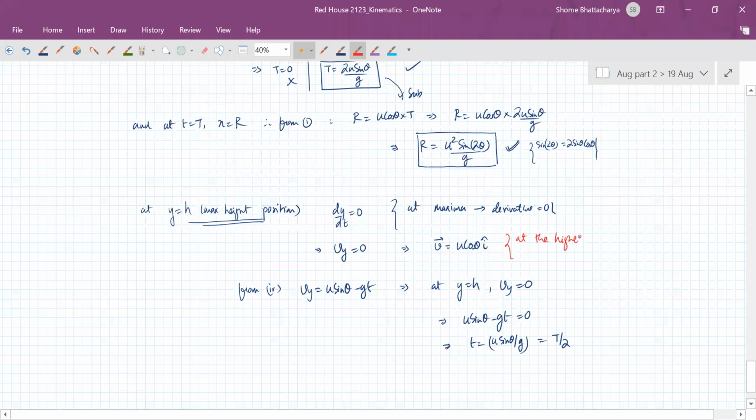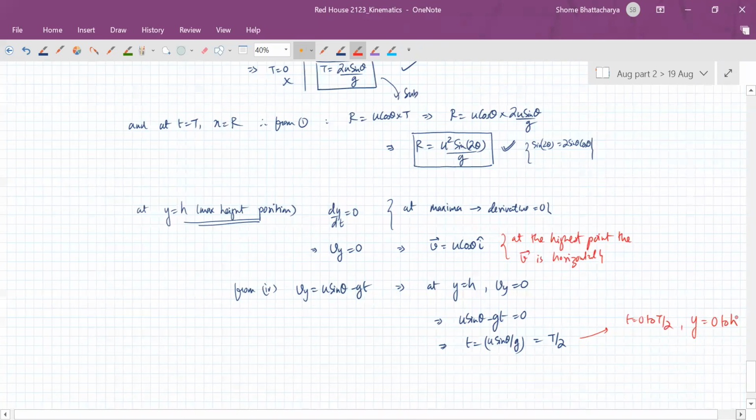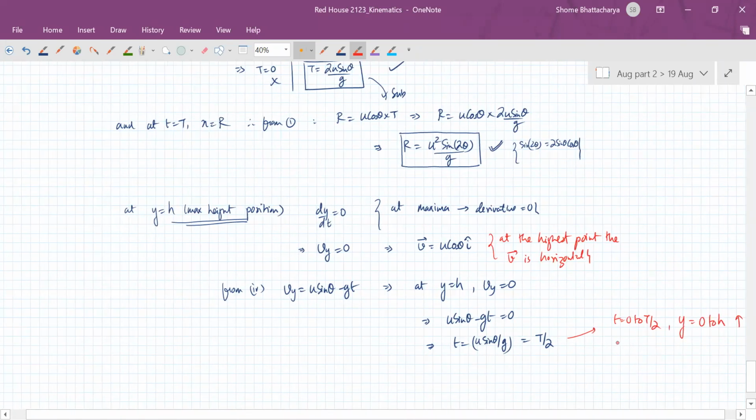At the highest point, the instantaneous velocity v is horizontal because the vertical component is 0. And when we put that in the equation, you can see that it comes out to be half the total time of flight. So there is that symmetry in time, that half the journey is ascent and half the journey is descent. So from t equal to 0 to T by 2, the y coordinate is going from 0 to maximum height. It's ascending. And then in the second half of the journey, the y coordinate descends from h to 0.